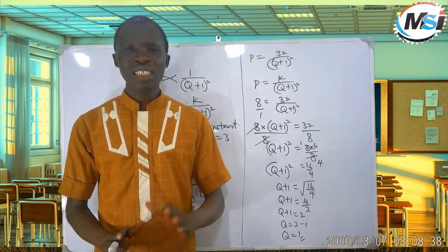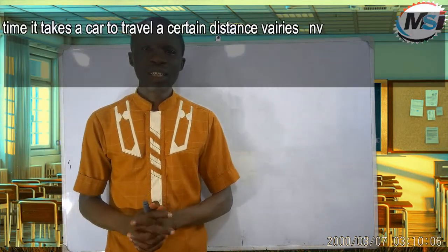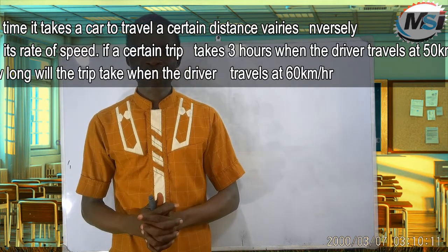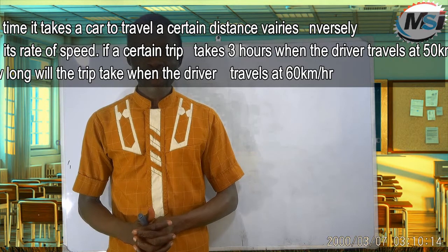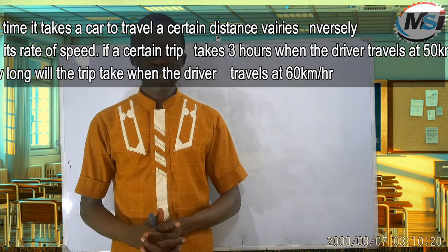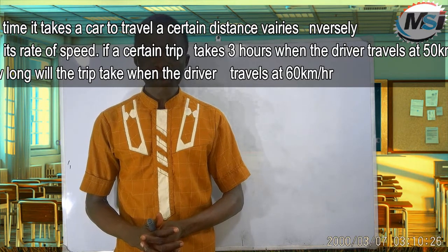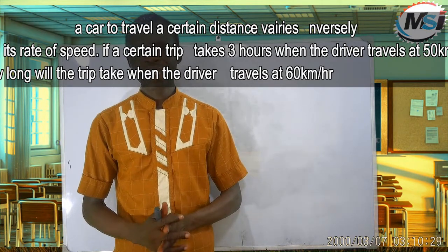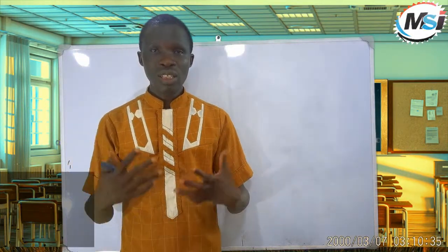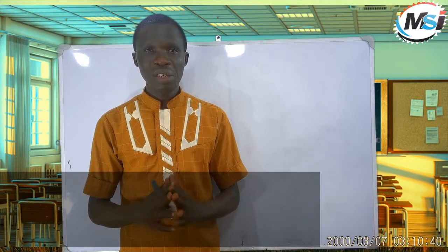Now, before I leave this class, I want to solve the second question. I'll be right back. Class, let's take a look at this question together. The second question is: the time it takes a car to travel a certain distance varies inversely with its rate of speed. If a certain trip takes 3 hours when the driver travels at 50 km/h, how long will the trip take when the driver travels at 60 km/h? Now, this is a question that really needs interpretation, and you don't need to crack your brain for this. You just need to calm down and think.